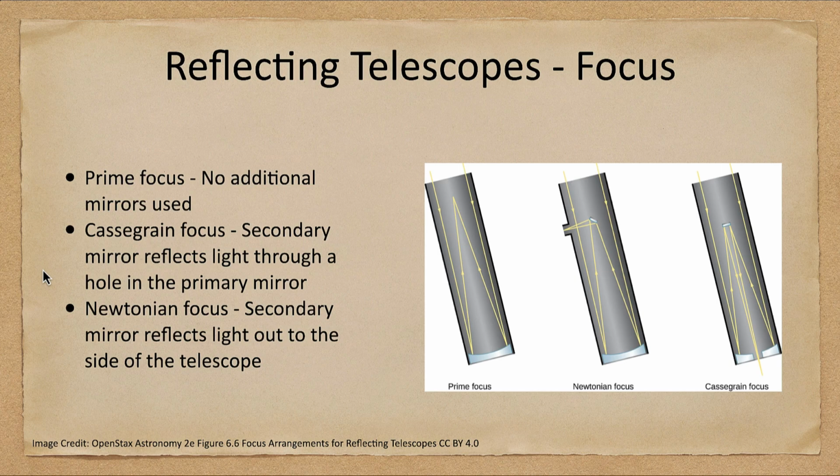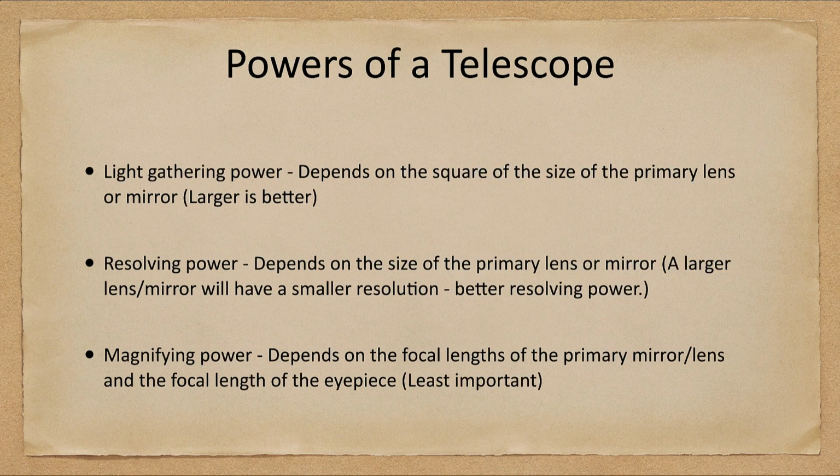Now, when we think about telescopes, we think about what their powers are, what they can do. Well, there are three different powers a telescope has. It has light gathering power, resolving power, and magnifying power. Light gathering power depends on the square of the size of the primary lens or mirror. So in order to have more light gathering power, you want a larger telescope. It'll allow you to see fainter objects.